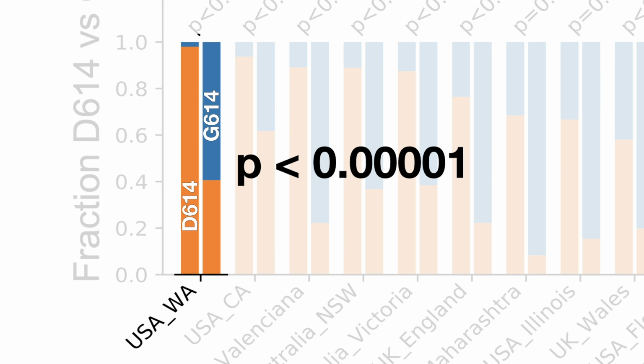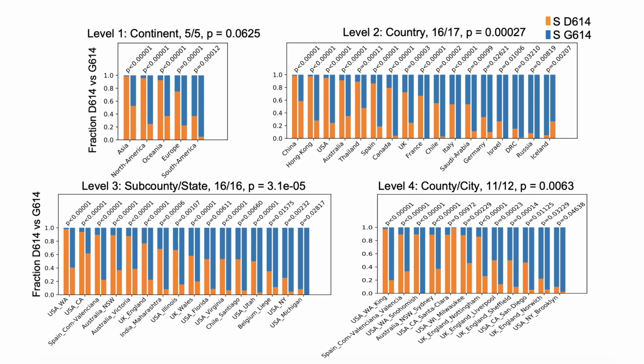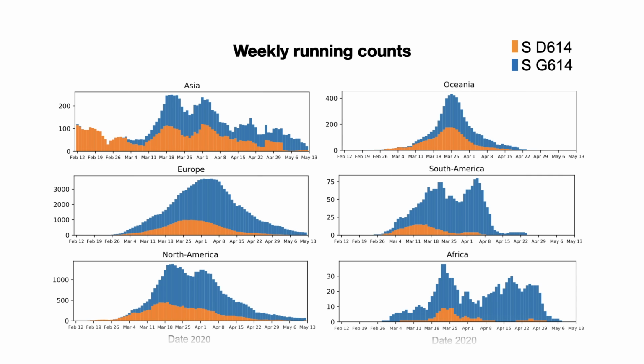Shifts in frequency are almost always towards G. Under the null hypothesis that both forms were equally likely to propagate, the repetitive nature of this pattern was highly significant. Part C shows the weekly running counts of each form by continent.